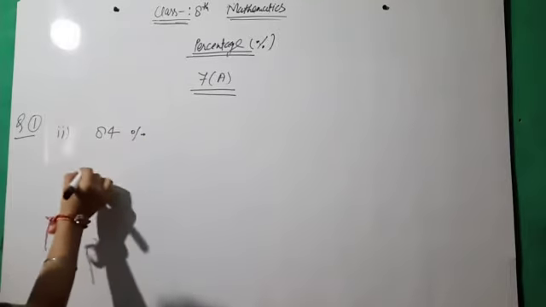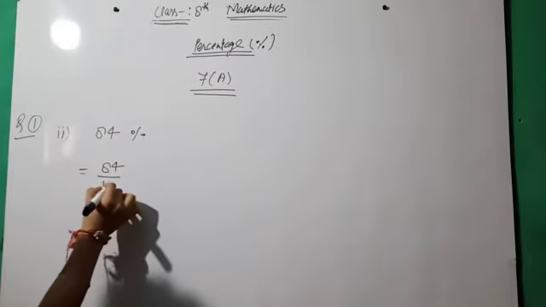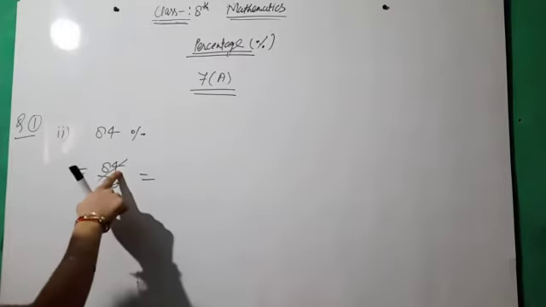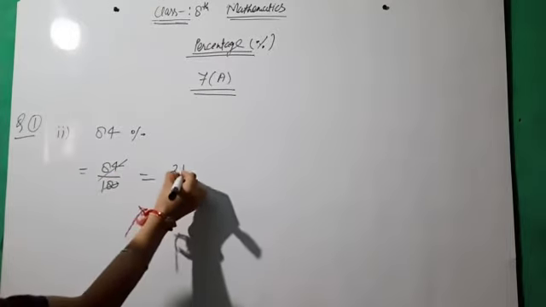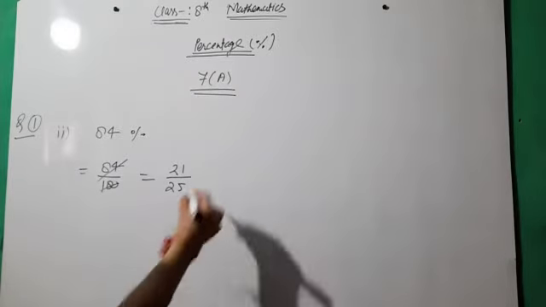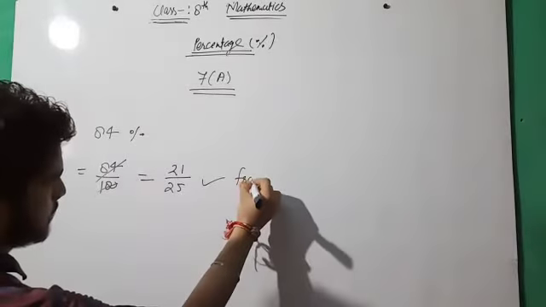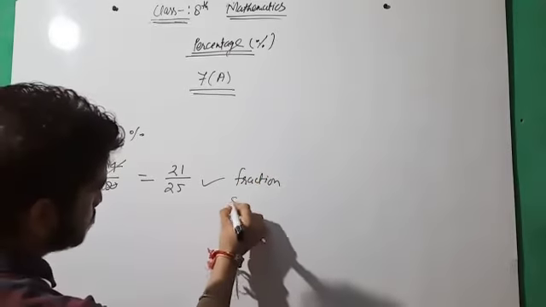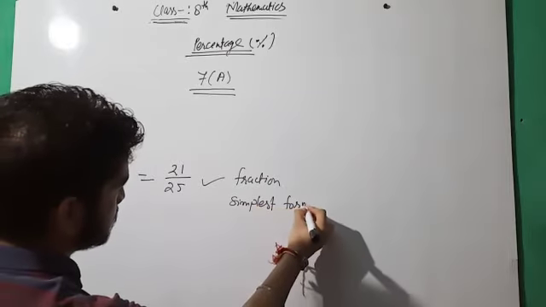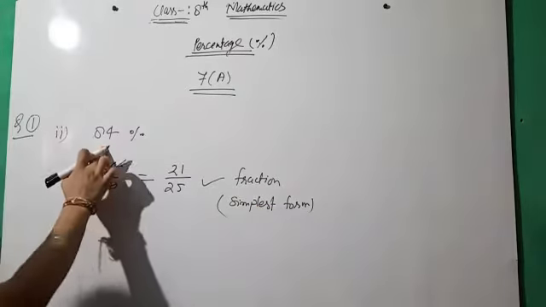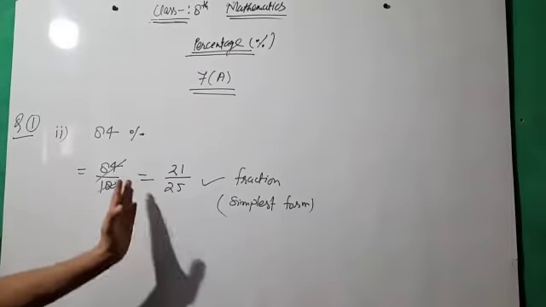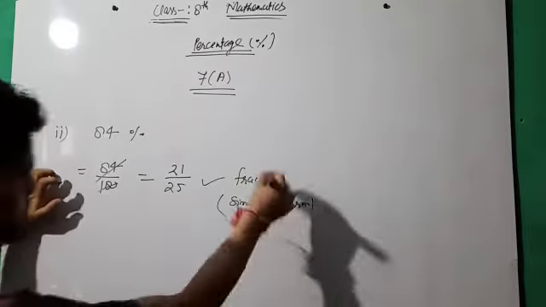84%. Percent means 1/100. It means 84 by 100. First of all, we have to simplify both the terms. Divide by 4: 4 ones are 4 and 4 fives are 20, so this is the simplest form. So this is the fractional value, the simplest form of this percentage. 84% is 21 by 25, because further it cannot be simplified.